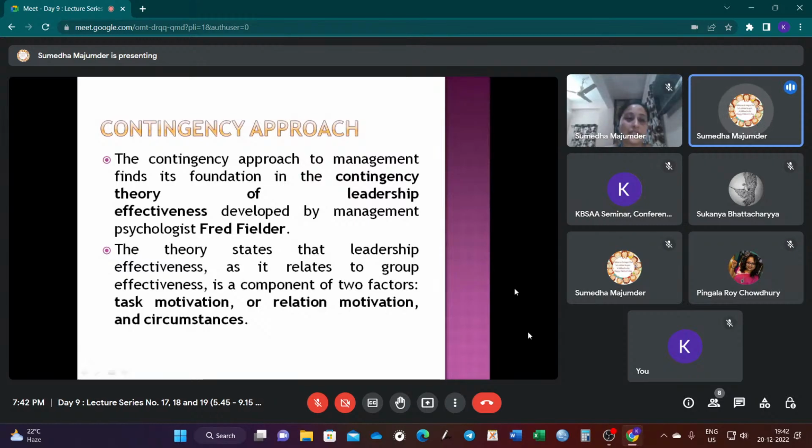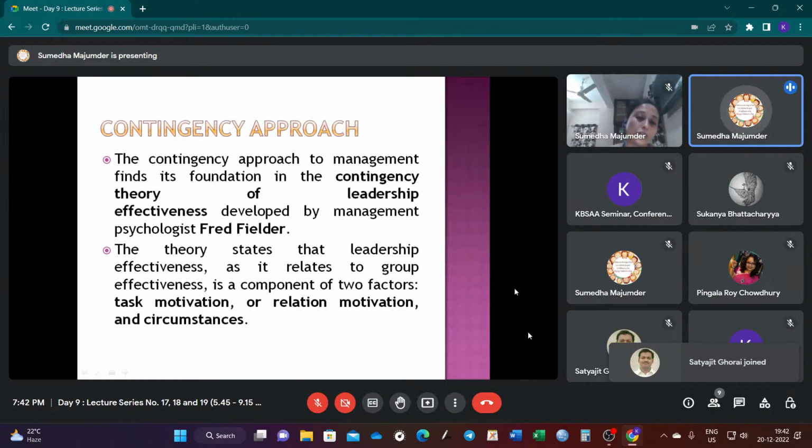And this approach was first developed by Fred Fiedler. And under this approach, two factors are important, that is the task motivation or relation motivation, and circumstances.